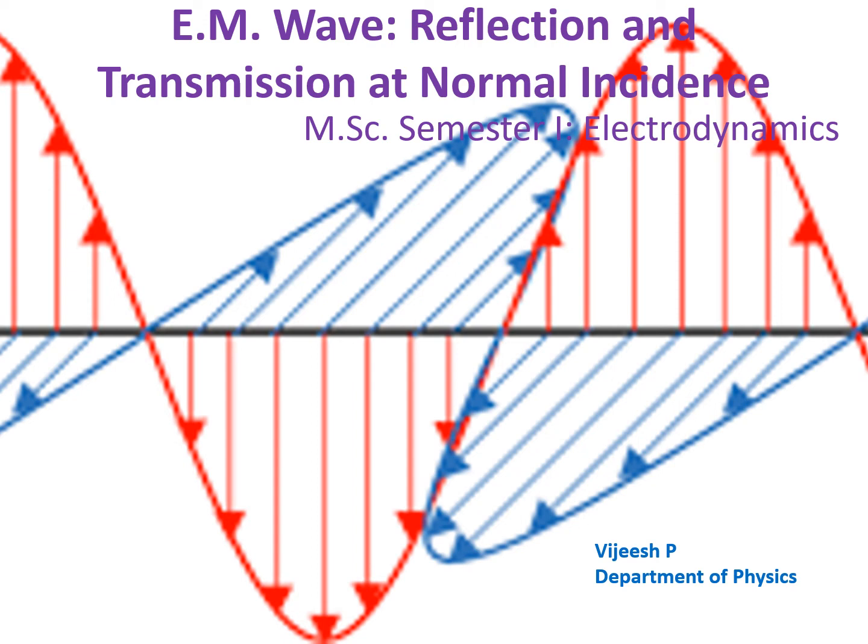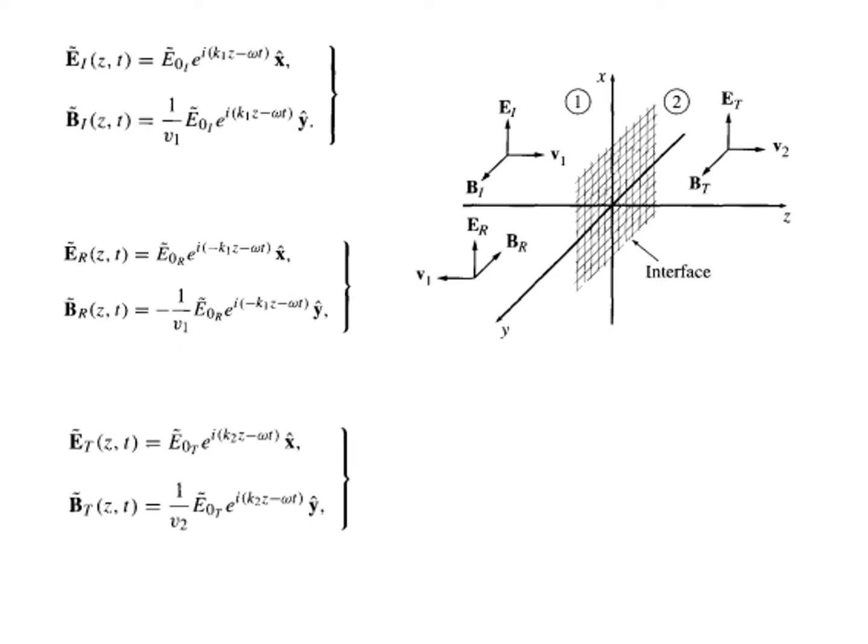Hello students, welcome to this video module on electromagnetic wave reflection and transmission at normal incidence. In the previous video module, we discussed propagation of electromagnetic waves in a linear homogeneous medium. We discussed its speed, its relation to the dielectric constant. Then we discussed energy density and the Poynting vector.